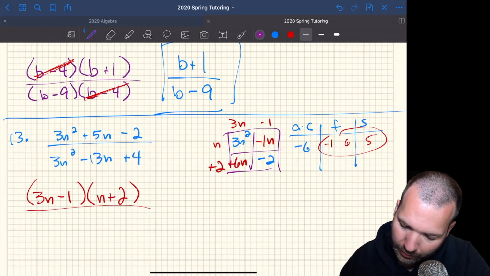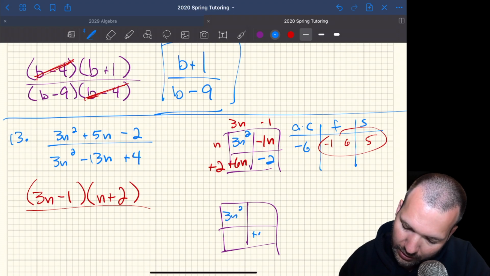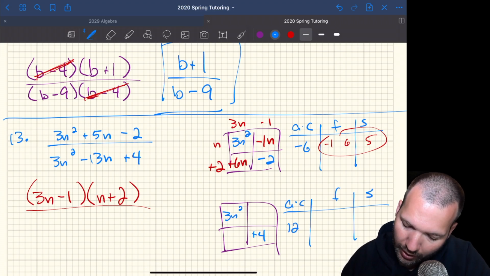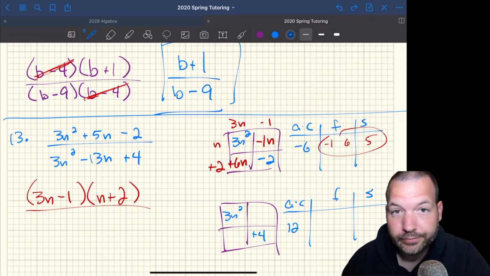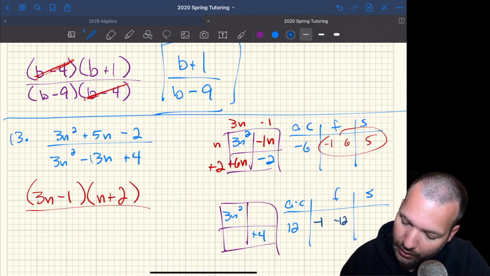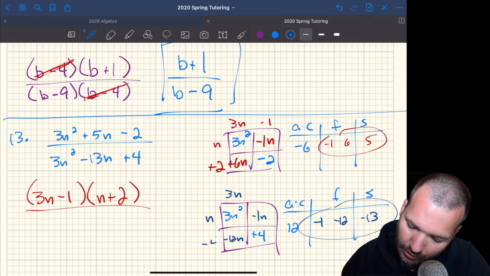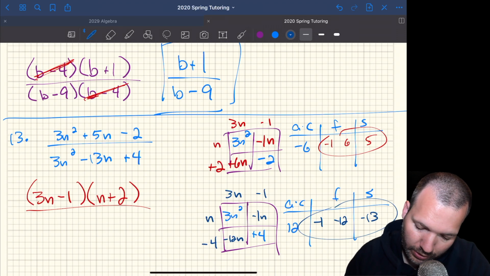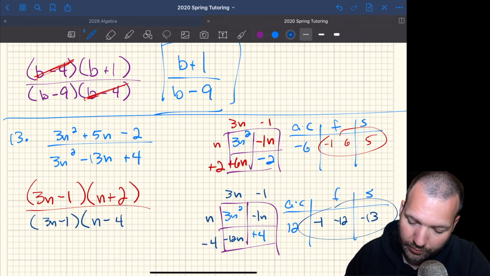For the denominator, I need a second box. And again, it has a 3n squared, but this time a plus 4. So in my table, 3 times 4 is 12. Can I think of two factors of 12 that add up to negative 13? I can, unsurprisingly, but hopefully you did also. Negative 1 and negative 12 have the right sum. So that's a negative 1n, that's a minus 12n, 3n, n, minus 4, minus 1. And so this factors as 3n minus 1 times n minus 4.